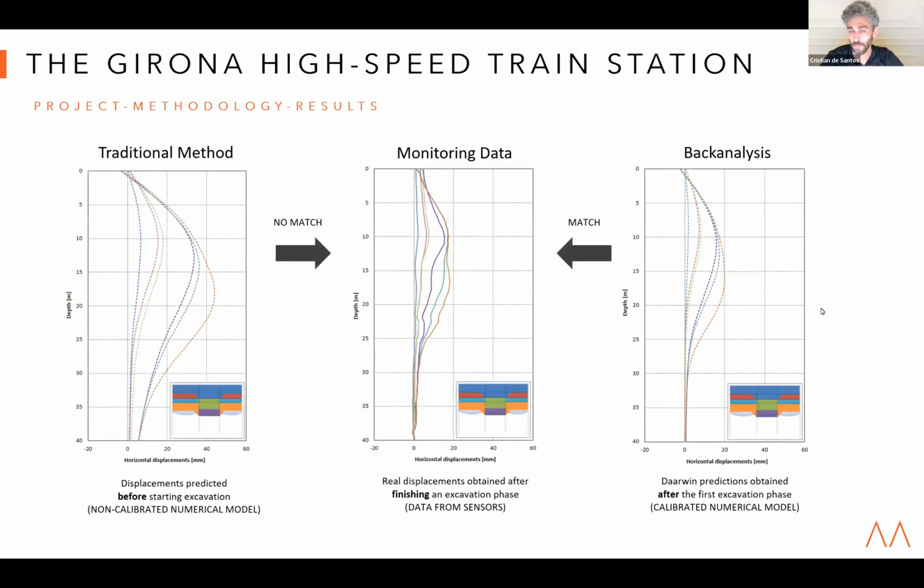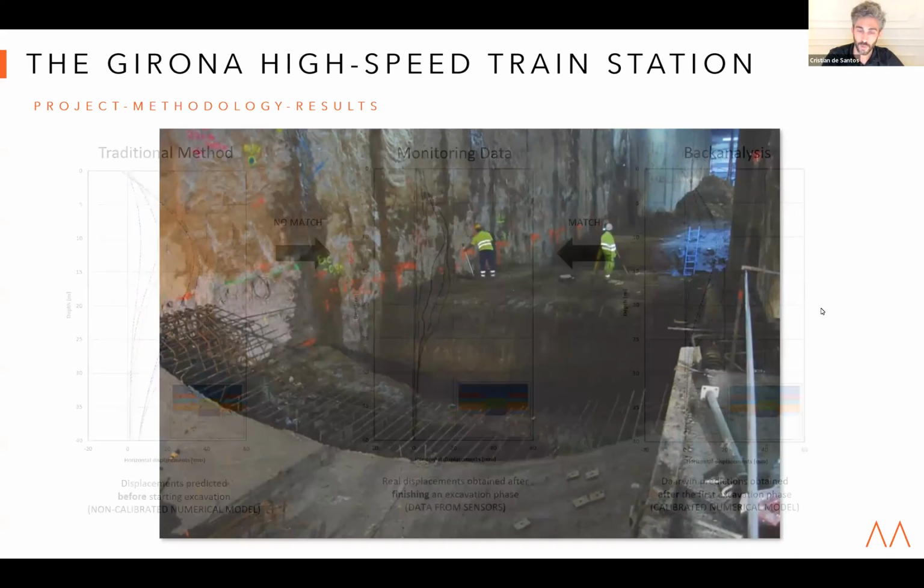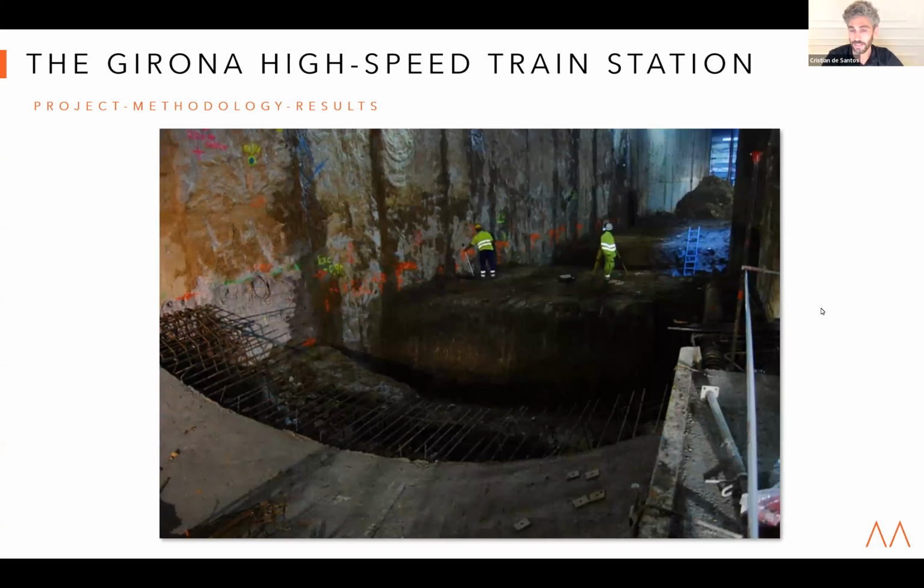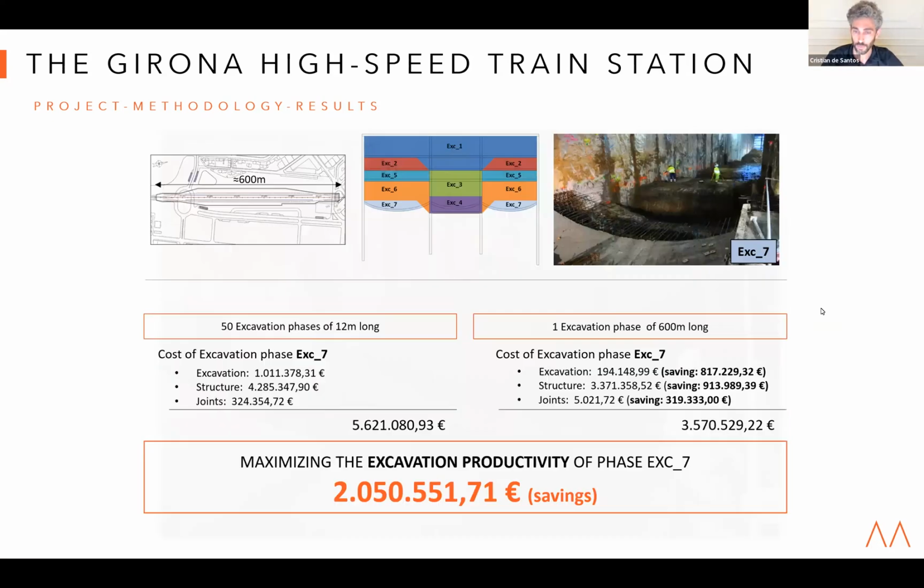So in this particular project, what was the difference between having those bad predictions with displacements around 40 millimeters, or actually having the possibility to know at the end of the first excavation phase that the displacements at the end of the excavation would be closer to 20? In this case, we could excavate the 600 meters at once, not with steps of 12 meters length, and that would have saved the contractor more than 2 million euros just by analyzing data that was available at the time, but nobody was using.